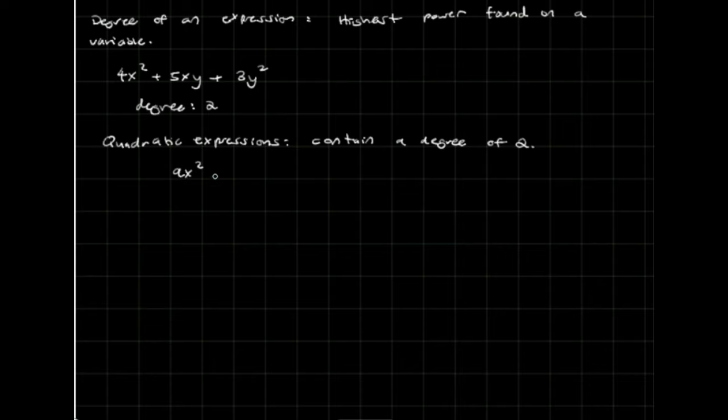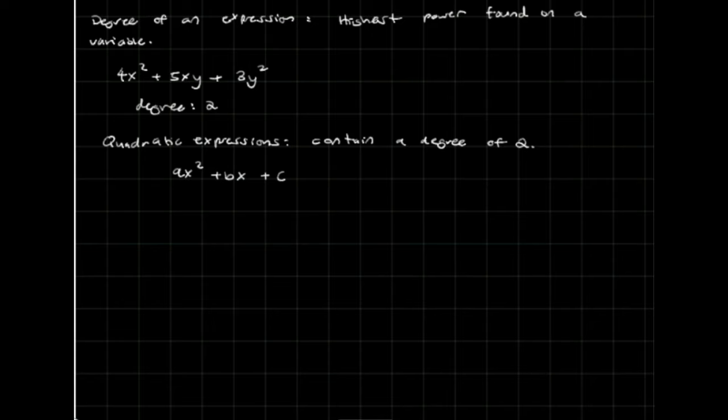So the degree is really useful because we are going to be looking at sets of different expressions, but the most common type of expression we're going to be looking at is what we call a quadratic expression. The quadratic expressions contain a degree of 2. Okay, so we're going to be working with quadratics. We're going to be working with factoring quadratics, mainly in the form of ax squared plus bx plus c.